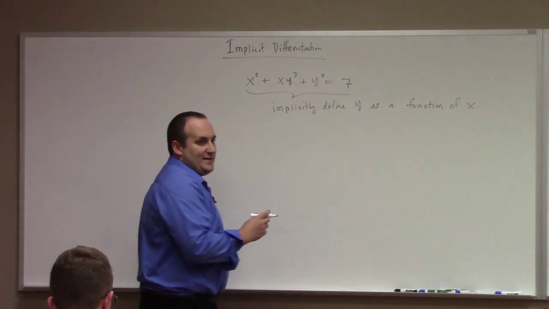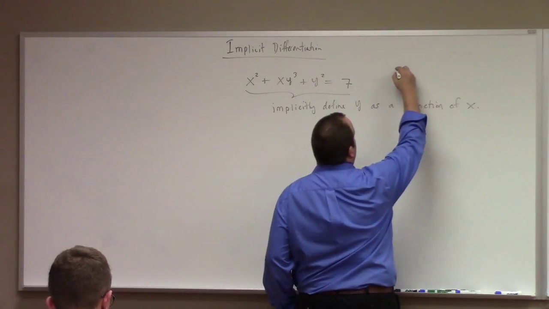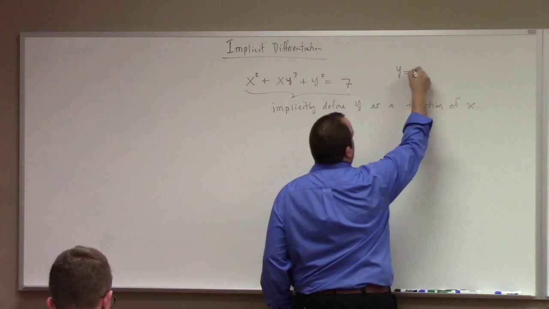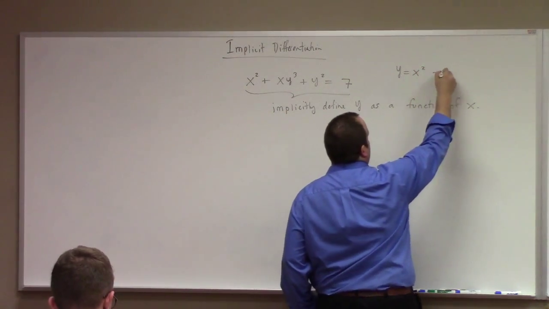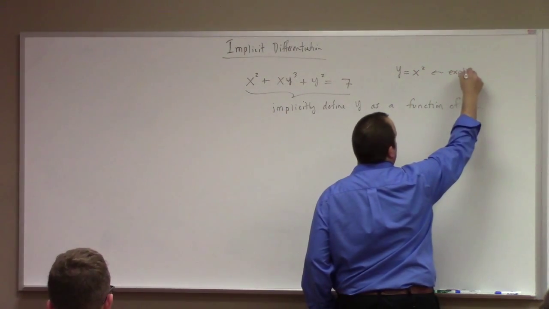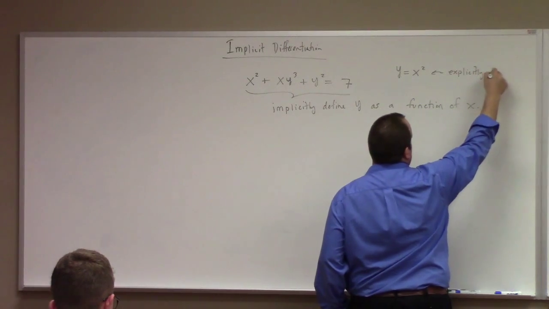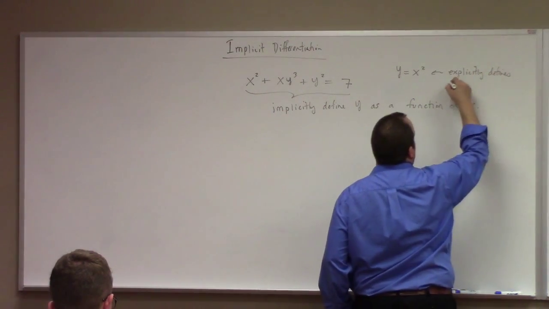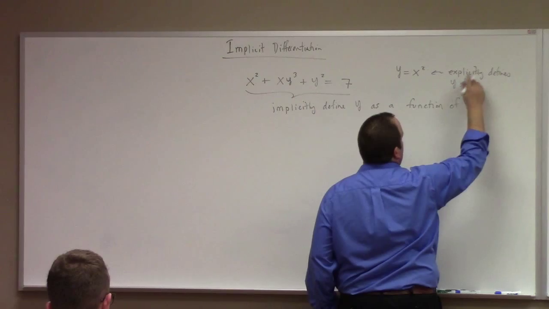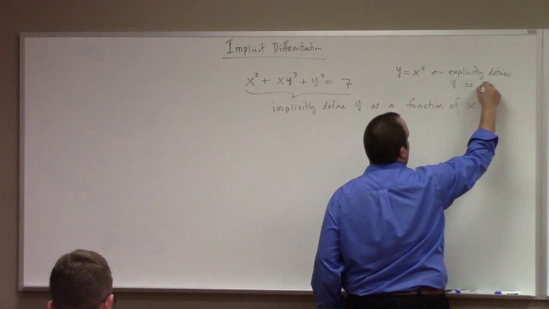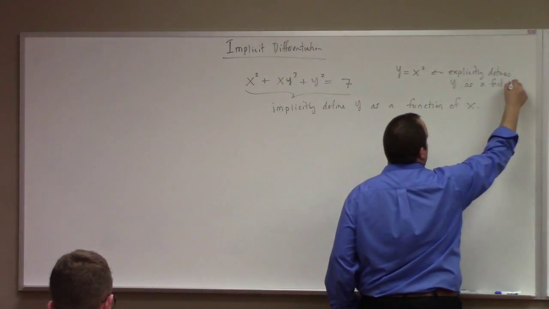What's an example of explicit? How about this? y equals x squared. This explicitly defines y as a function of x, right? You see that? What's the function?